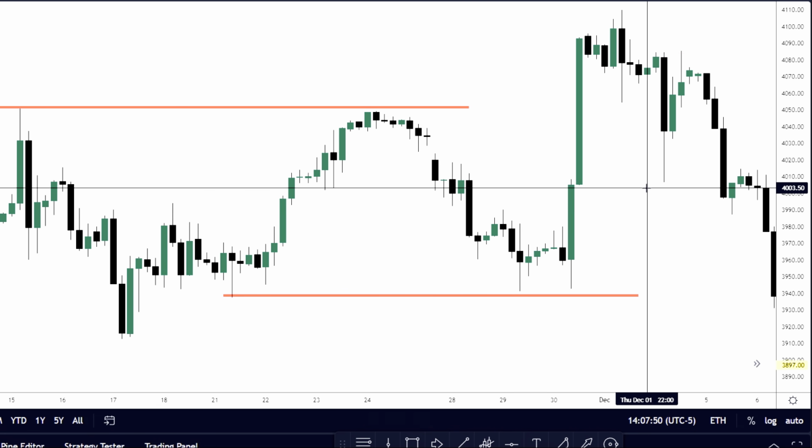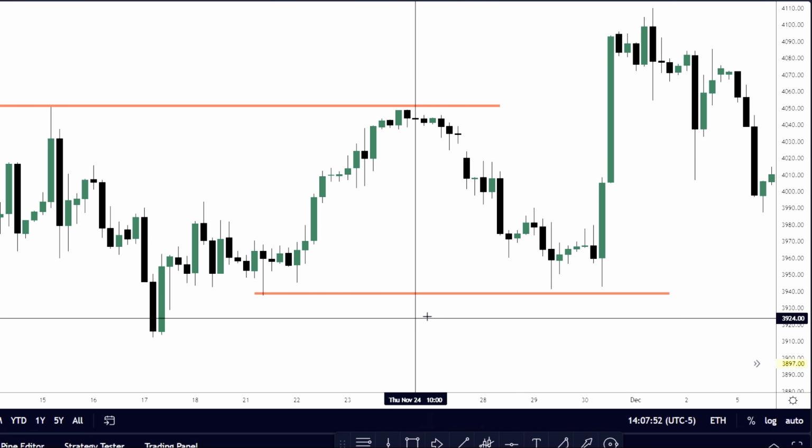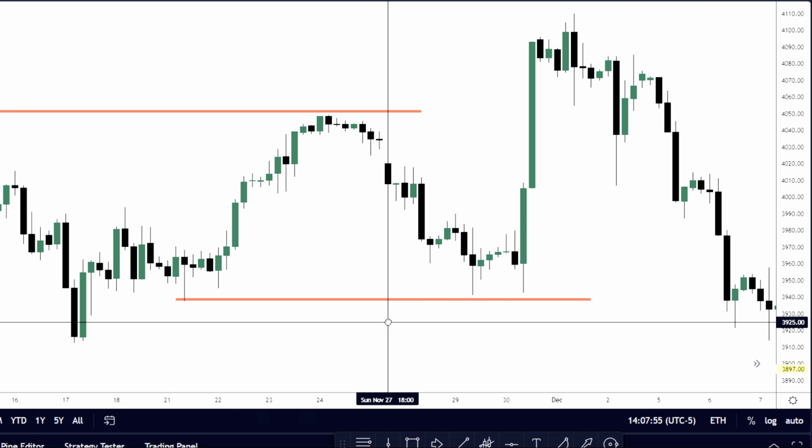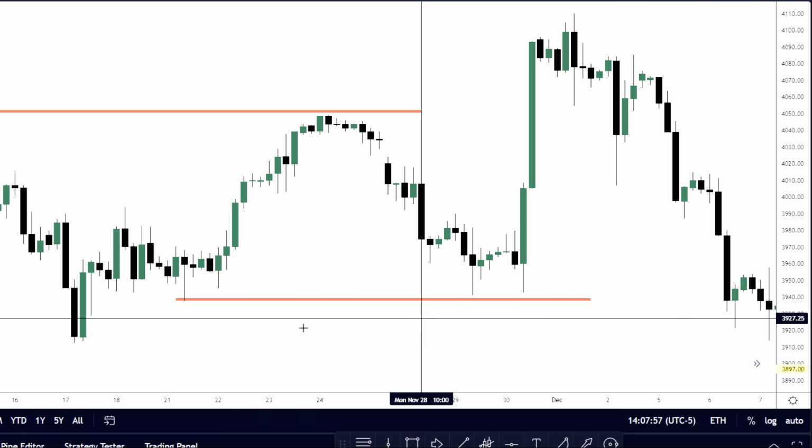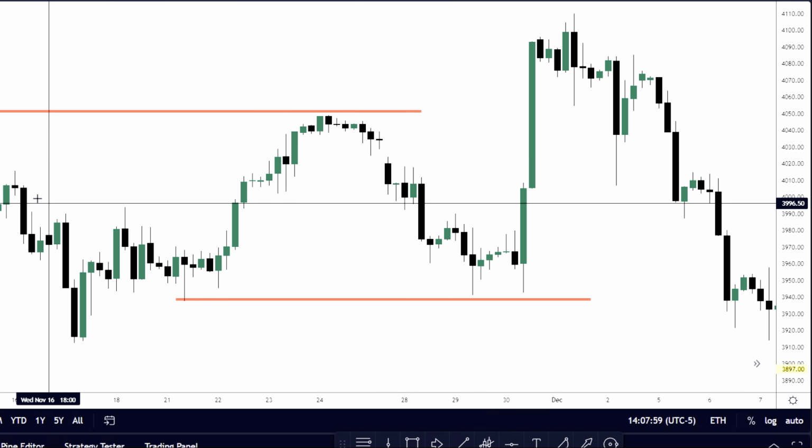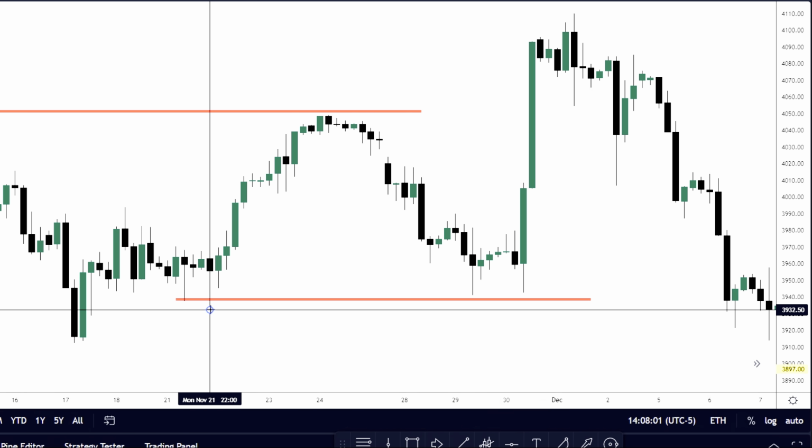Alright, so then it takes the liquidity. Then where do you think its next stop is going to be? Boom. See how it takes it out? That's because there's a liquidity pool here.